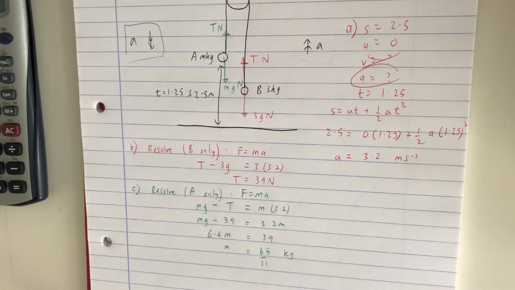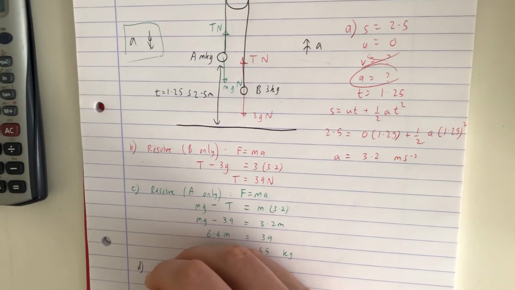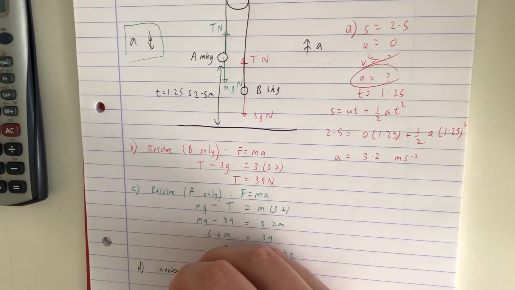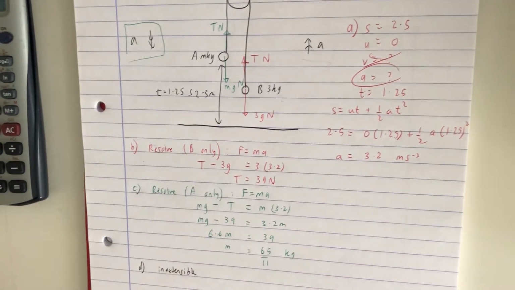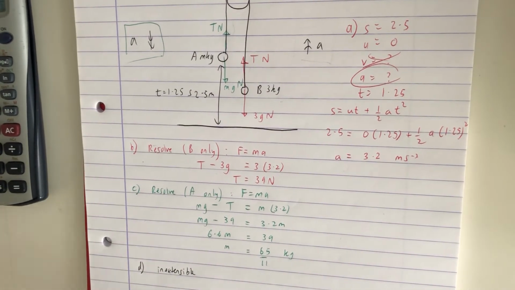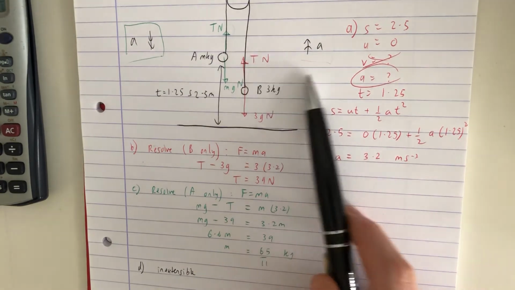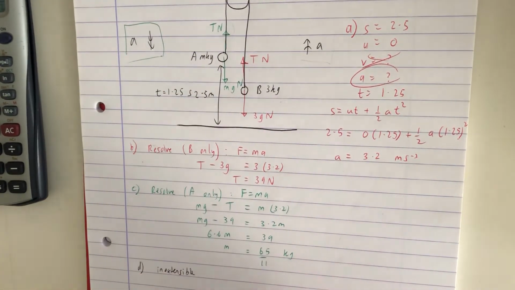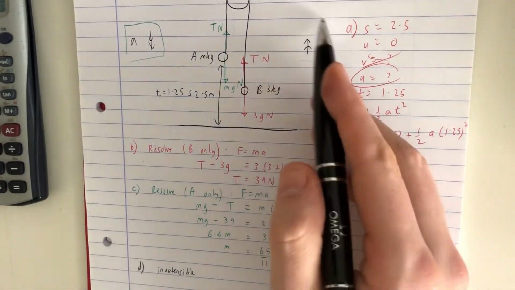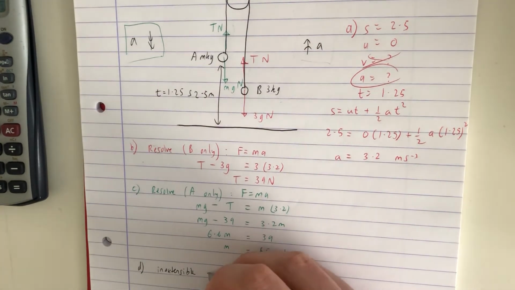Part D, show how you've used the information that the string is inextensible. So the modelling assumption for inextensible means the acceleration is going to be constant. So the acceleration for both particles is the same.